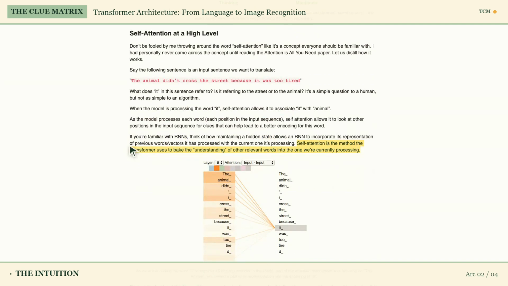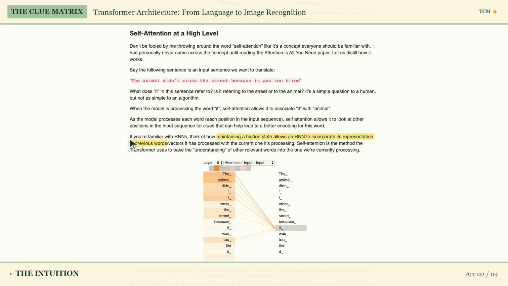That's the core idea. Self-attention is the method the transformer uses to bake the understanding of other relevant words into the one we're currently processing. This baking isn't literal. It's a weighted sum of information from other words, creating richer, context-aware representations for each word. So each word's representation isn't just static. It's dynamically informed by its entire context within the sentence.